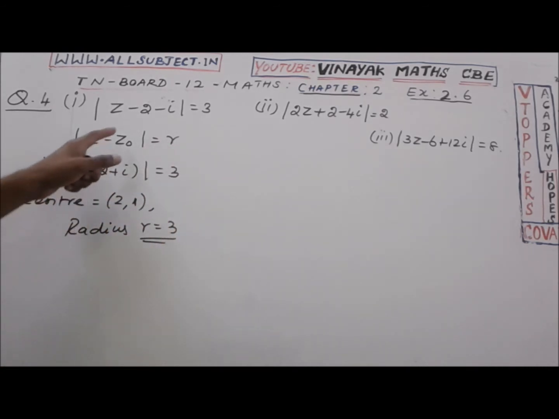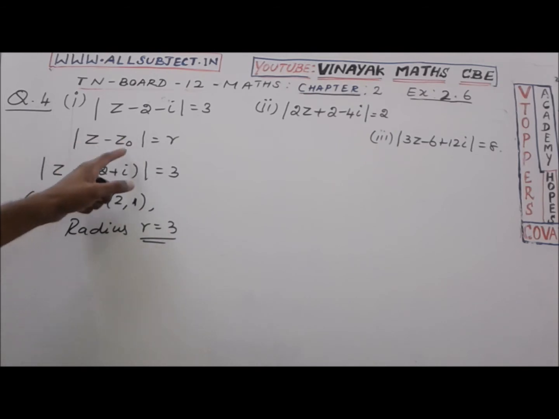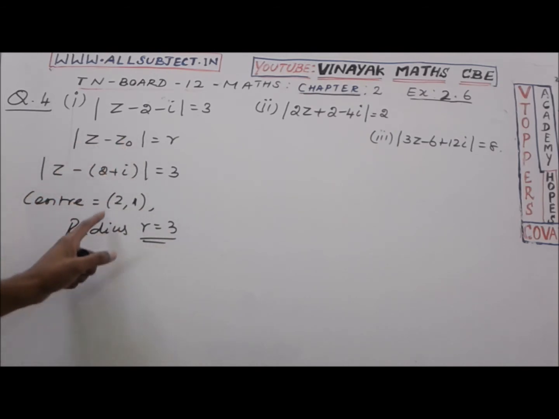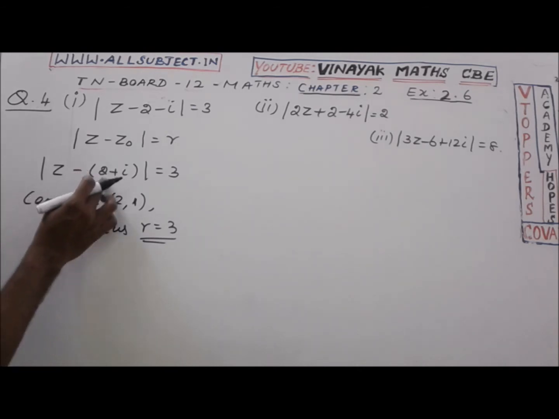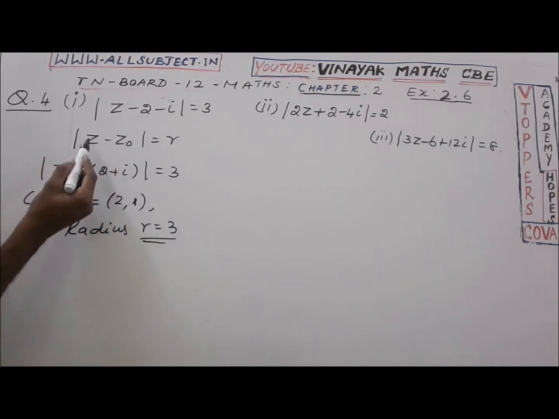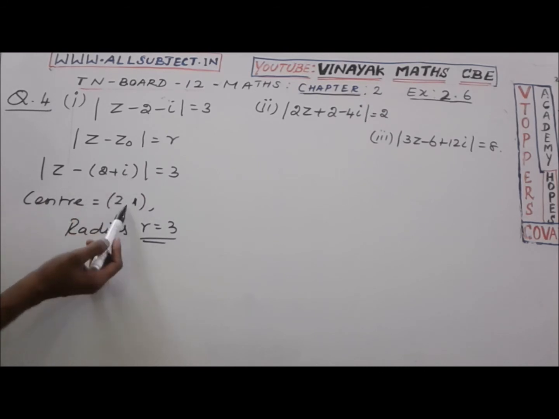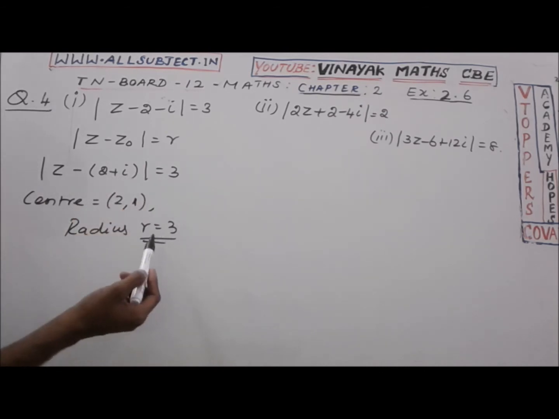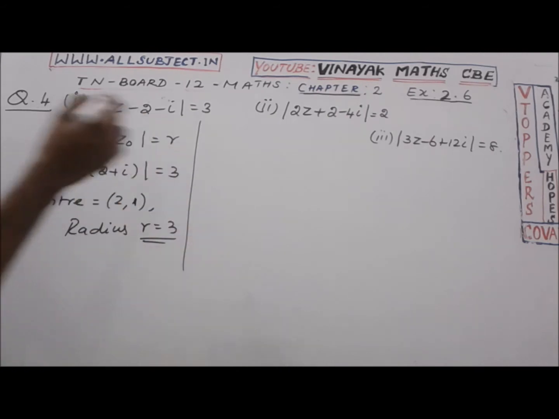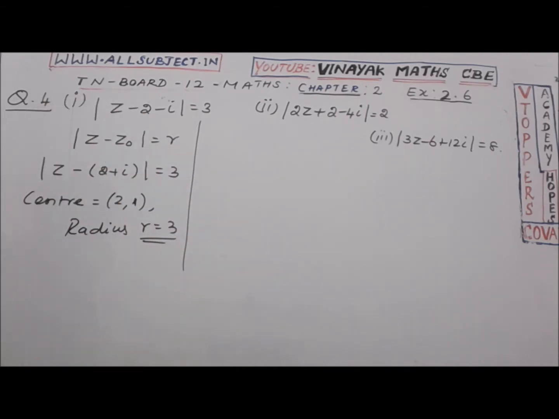So writing in the proper form and then taking the values of center and radius from the above form, we'll get center 2 comma 1. This is in the form of z minus z naught, where z naught is a complex number. This is the center. Writing as a point, it is 2, 1, and this represents radius 3. And here, subdivision number 2.